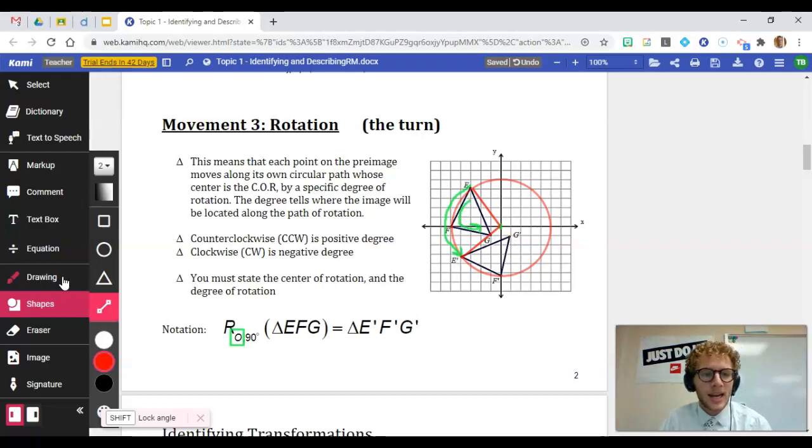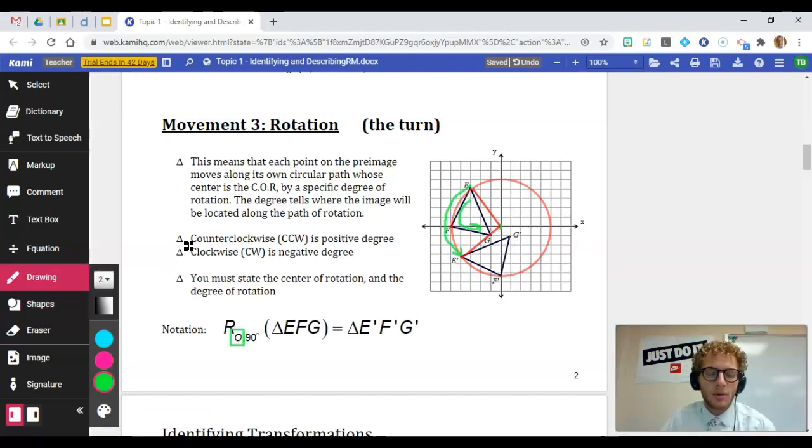And the way that we know it's 90 degrees is that we're moving in a counterclockwise direction. So as you can see here, this point has been rotated in a counterclockwise direction. That is the positive degree. If you're moving in the clockwise direction, sorry folks, too many clockwise and counterclockwise. Alright, so yes, this point is moving in a counterclockwise direction around the circle. So it's rotating 90 degrees counterclockwise.